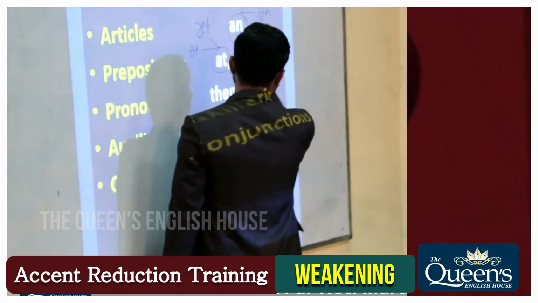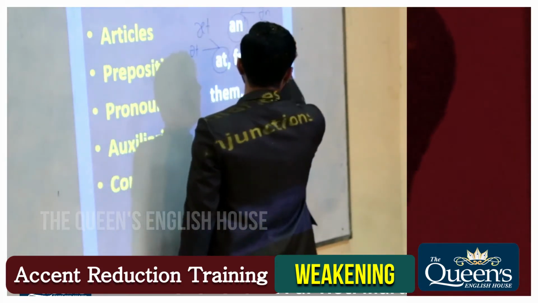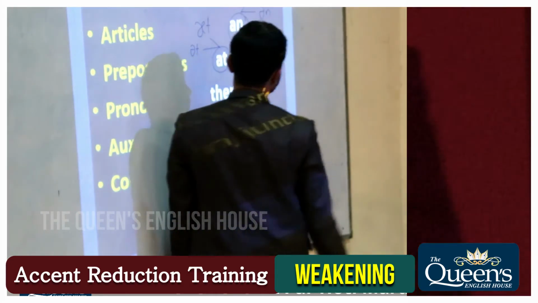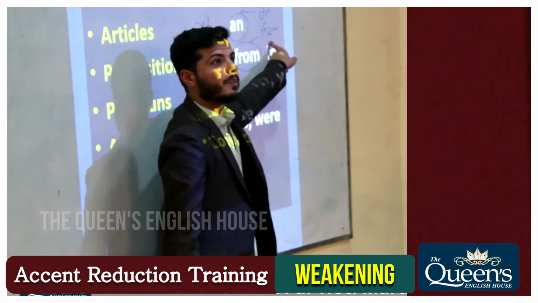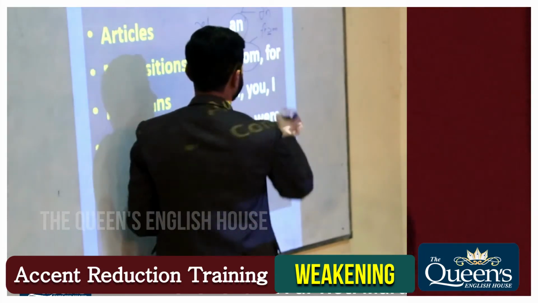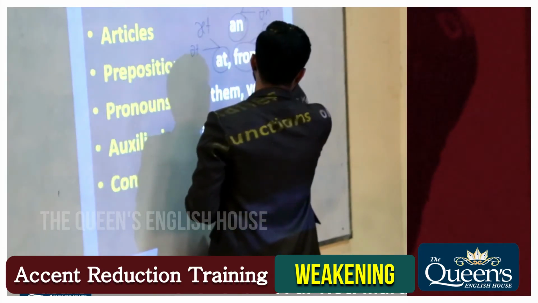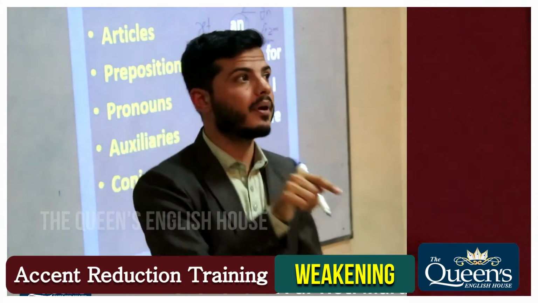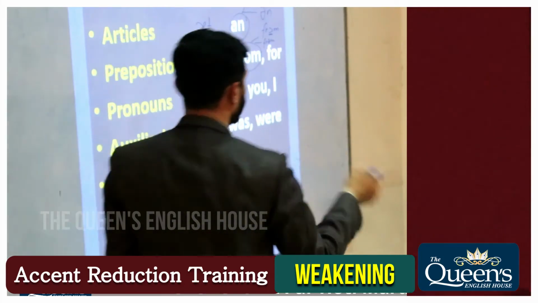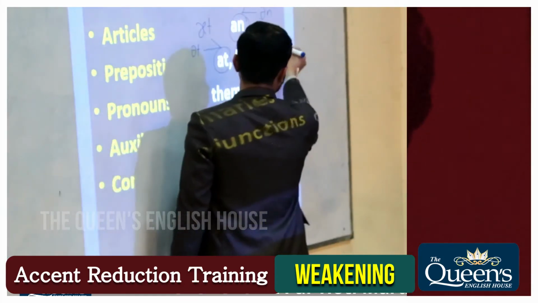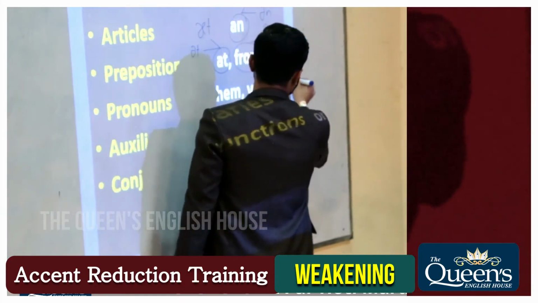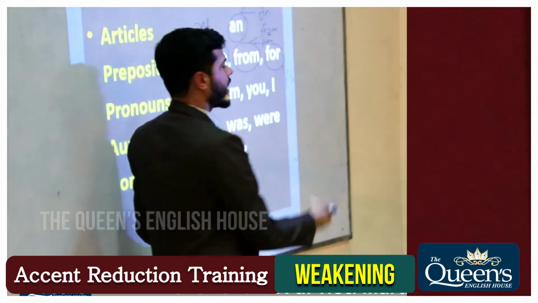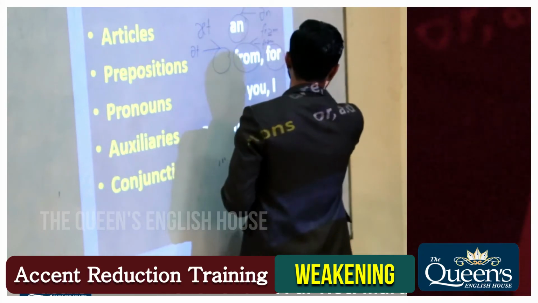From has 2 pronunciations as well. Number 1, this is a symbol of sound, okay? Number 1, from, the complete version. And its weak version is from, right? From would become from. And the word for, the complete version is for, as I said. And in short form it is fur.